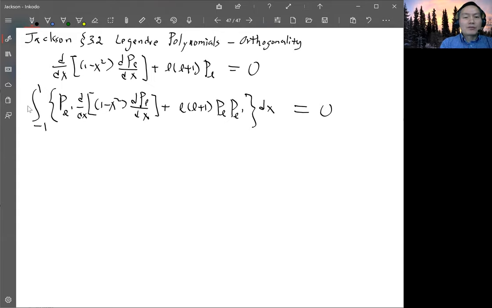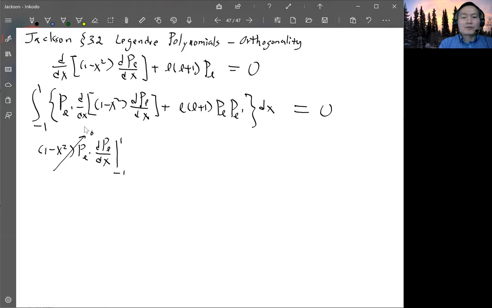When you do integration by parts on the first term, you have (1 minus x squared) P_l' dP_l/dx, evaluated from minus 1 to 1, which will be 0 because x squared is 1 for x equal to minus 1 and 1. So the first factor is 0 and all the other factors are finite, so that would be 0. Then the integration becomes this multiplied by dP_l'/dx, and you have a negative sign.